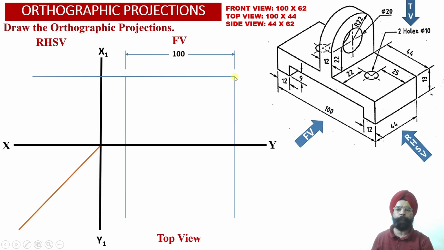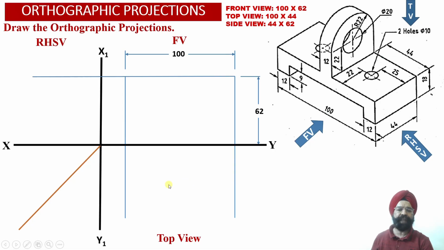So here we have obtained a horizontal projector line at a distance of 62 millimeter from the XY reference line, and we have extended this horizontal projector line appropriately into the right hand side view projections over here, because into the right hand side view projections as well we are going to require height of the solid equal to 62 millimeter over here.